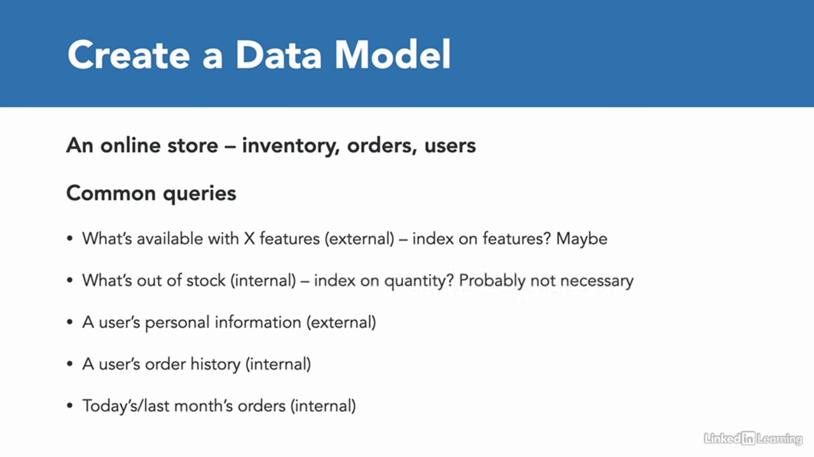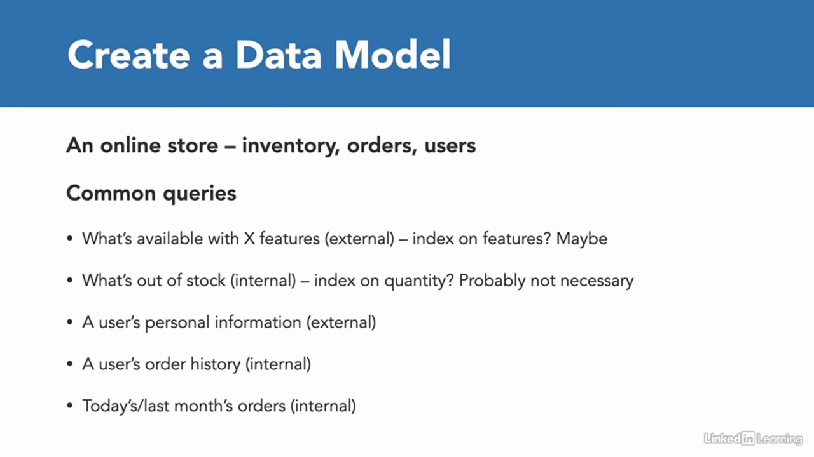The next thing that I'm being told is that there's going to be a common query on what's out of stock, and that that's going to be an internal query. With the internal keyword, I am taking that to mean that we may not necessarily need an index, because if it's internal, I expect it to probably be run maybe once a day. I mean, how often are people going to check whether something is out of stock? There is actually a feature that might be useful for this use case, and that one is called change streams. Change streams could alert us when something goes out of stock. However, we do not cover change streams in this course.